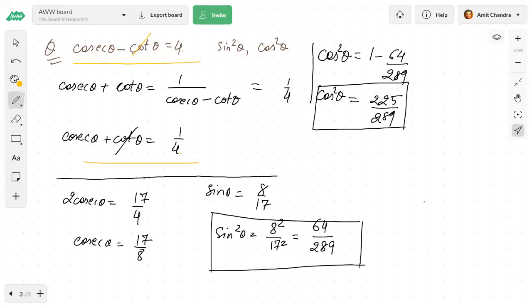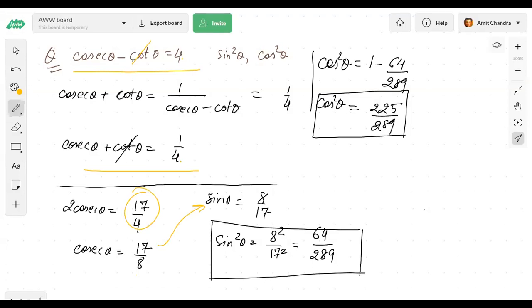So 2 cosec theta will be 4 plus 1 by 4. 4 plus 1 by 4 is 17 by 4. So 17 by 4 is 2 cosec theta. So cosec theta is 17 by 8. So sin theta will be 8 by 17 and sin square theta will be 8 square by 17 square.